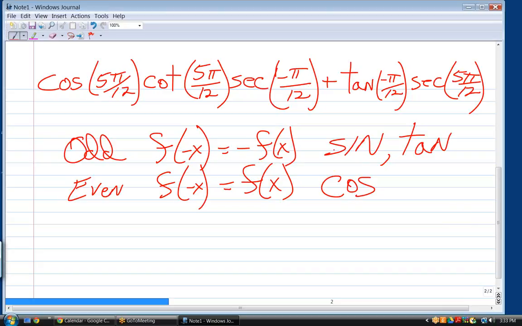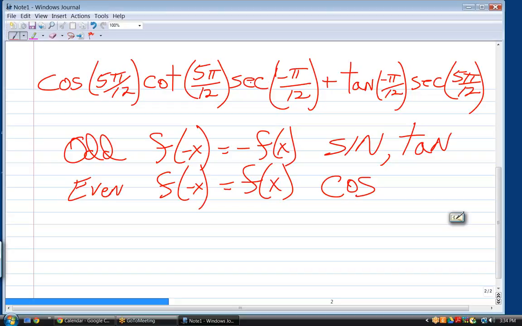She wants us to memorize all of those identities. Yeah, the only three you need to memorize are sine, tangent, and cosine, because you can figure out that the cosecant, which goes with sine, is also odd, and the cotangent is also odd, and the secant is even. Okay? So, knowing that, the very first thing we can do is switch these into positive angles.